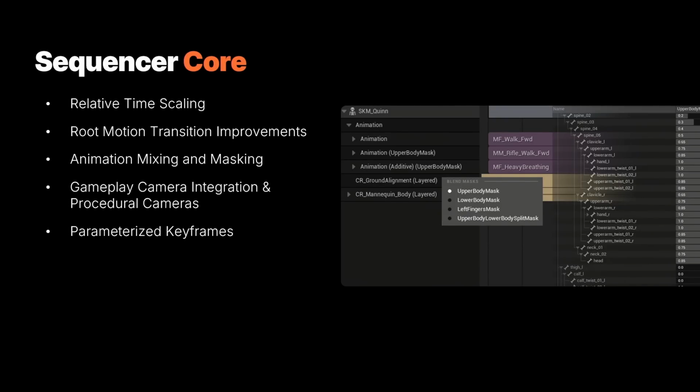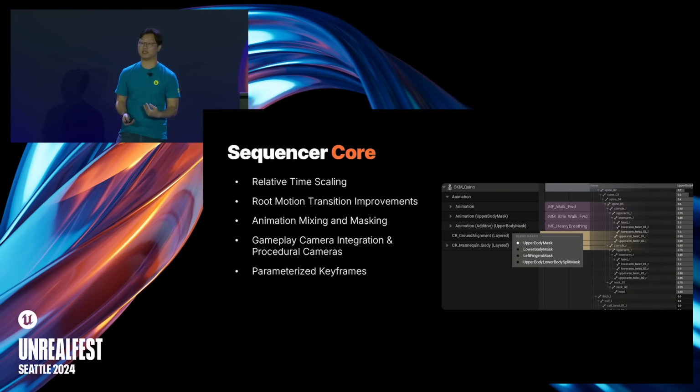We've also known that there have been a lot of asks for root motion transition and for better seamless transition between gameplay and cinematics. So we're going to be focusing on that too, especially with the integration of Mover 2.0 in 5.5.